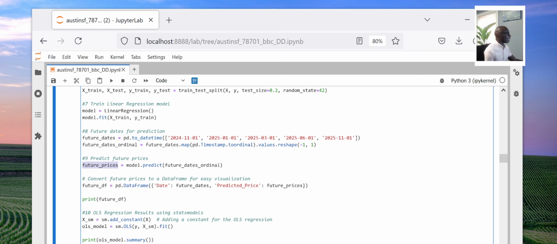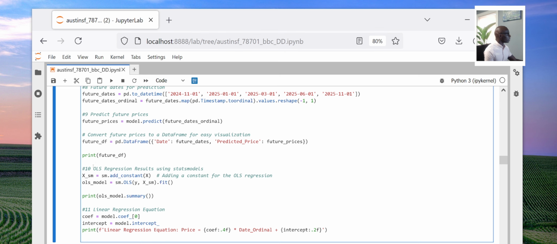And then after I predict the future prices, I'm also going to print out the OLS regression results to determine with high confidence or not whether or not I need to tweak my model and reprogram it. Lastly, I want to see the linear regression equation. This is helpful for being able to predict any future date, and that's what I'm going to do.